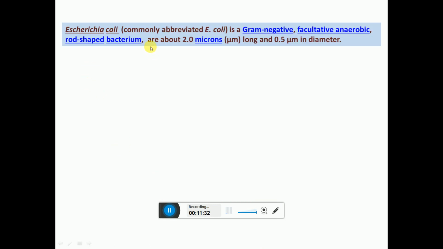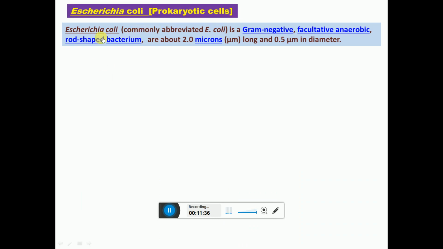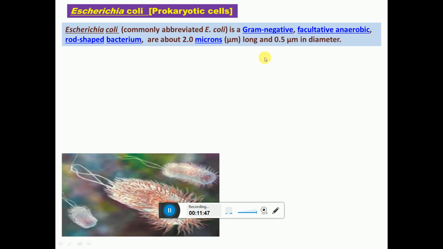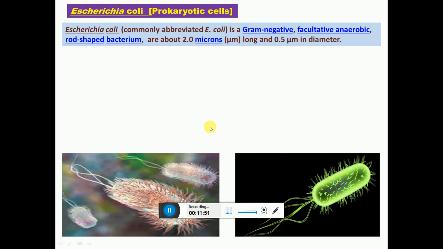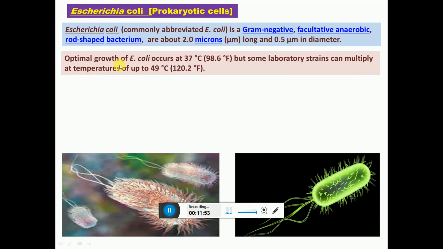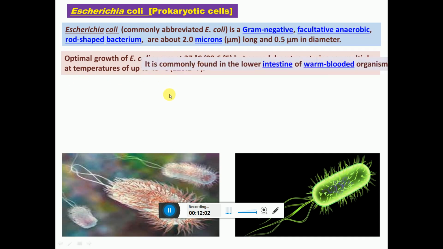Then we are going to see E. coli, that is Escherichia coli. It is a typical prokaryote. Escherichia coli, commonly called E. coli, is a gram-negative, facultative, rod-shaped bacterium, about 2 micron long and 0.5 micron in diameter. You can see the photograph of E. coli. Optimum growth of E. coli is at 37 degrees centigrade, our body temperature, but some laboratory strains can multiply at temperatures up to 49 degrees centigrade.